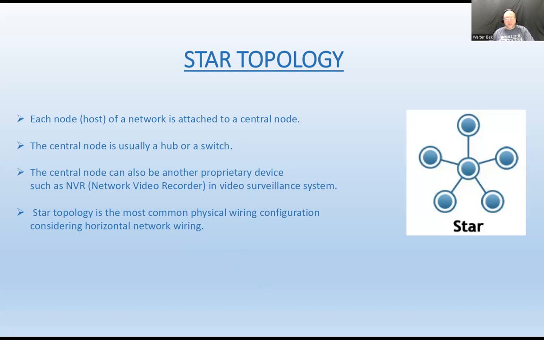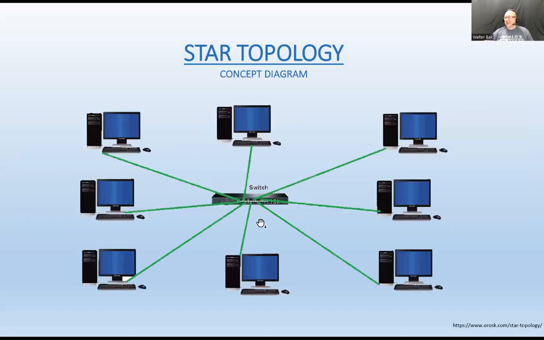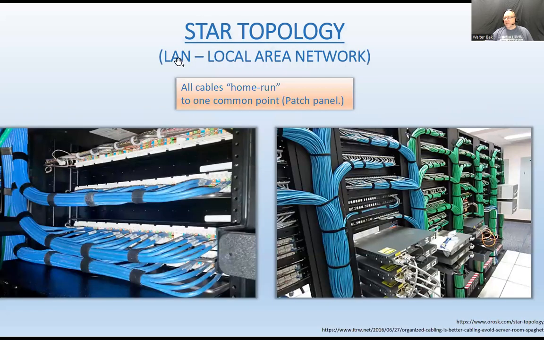First, you explain something, and every time you explain something, you create some other unknown. All right. So star topology, that's what it would look like, sort of, right? Here's a switch, and here's a bunch of computers. Okay, not much to explain here. Star topology in the LAN, local area network, right? All cables home run to one common point, and in the real world, this is what it looks like.